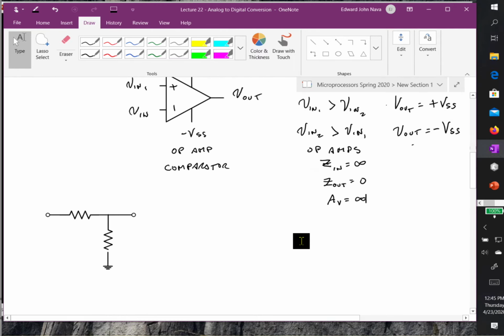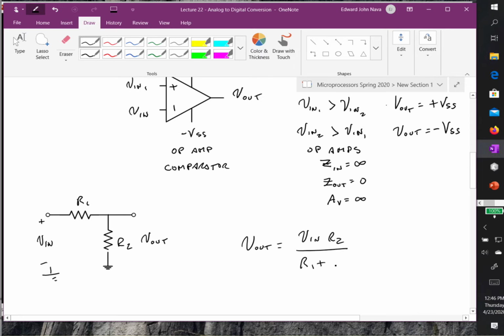Another thing that we're going to take advantage of is a voltage divider. So in this case, we have V in plus, and here's, I didn't do my ground, and here's V out. And here's R1, here's R2. So V out is equal to V in times R2 over R1 plus R2. Everybody remembers that from your circuit analysis.